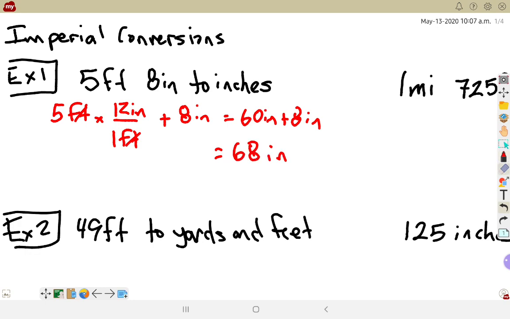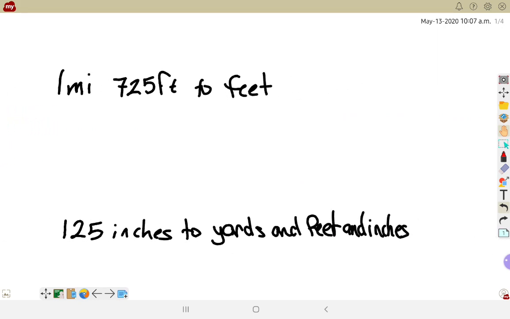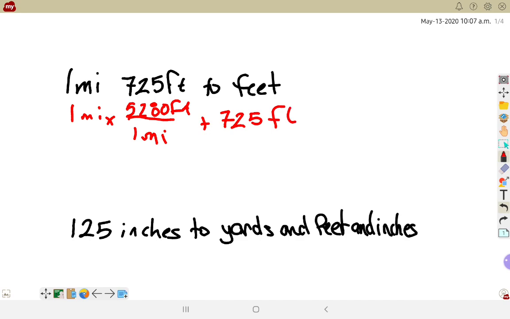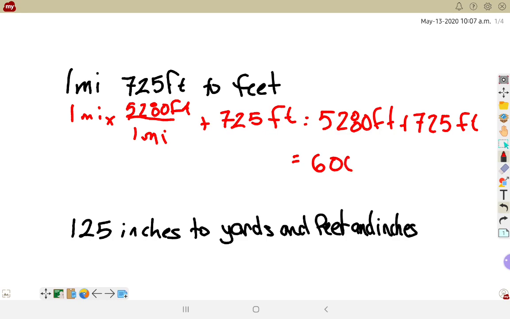Okay, I could do the same thing over here with the miles and feet. So I've got 1 mile and 725 feet. If I want to change that to be just feet, I know that 1 mile is the same as 5,280 feet, plus I had those 725 feet that were already there. So that gives me 5,280 feet plus the 725 feet, and in total that gives me 6,005 feet altogether.